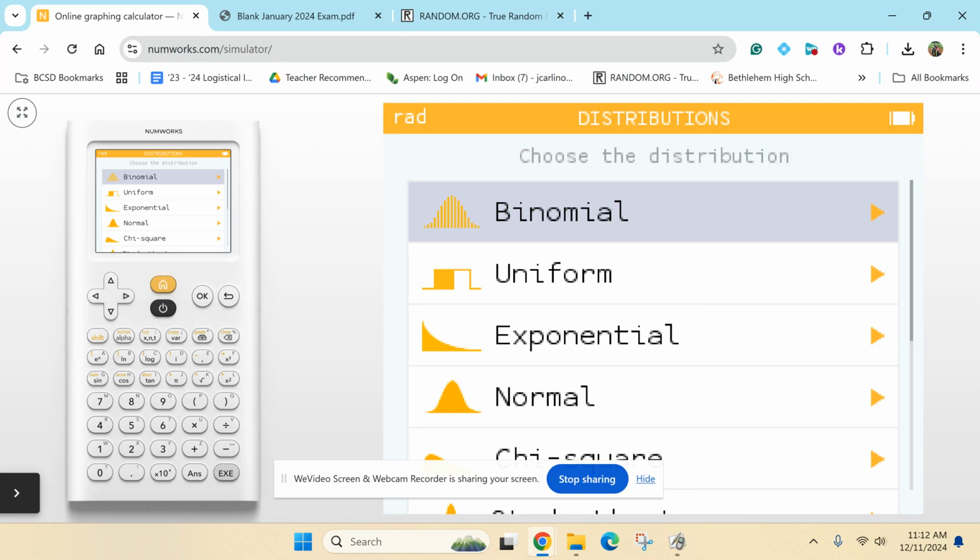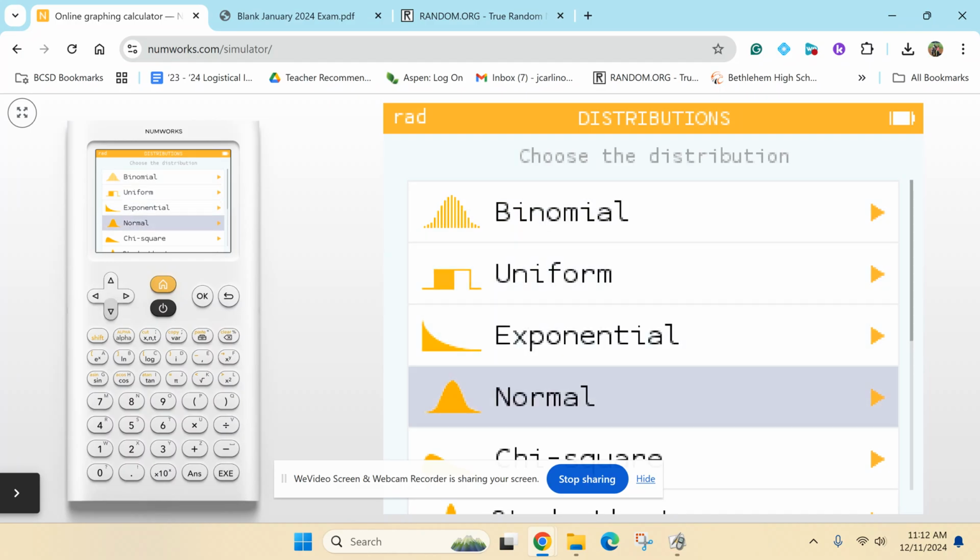Which one do you think we want to choose? Normal. You live only there. You do not live on any other selection. Normal?